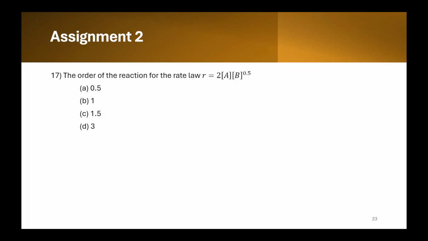Next question, the order of the reaction for the rate law. We are given the rate law, so we need to add the powers of the concentrations of the reactants. The power of A is 1 and the power of B is 0.5. So the order comes out to be 1.5.